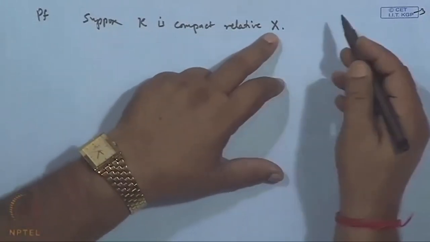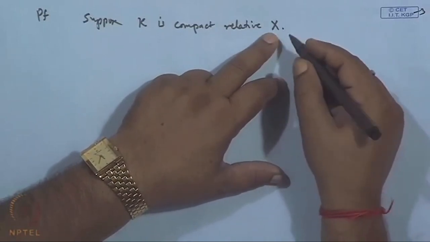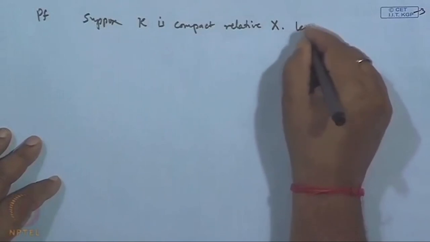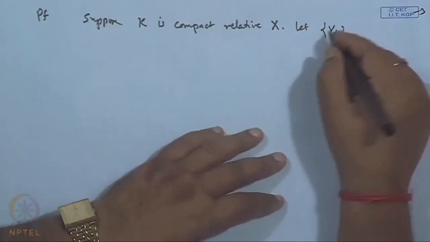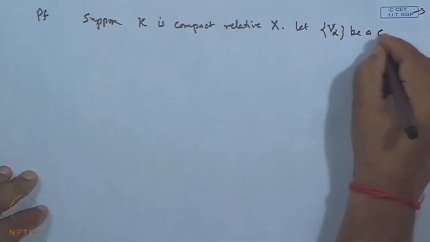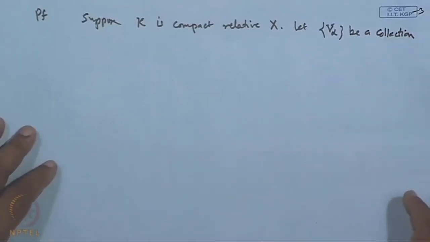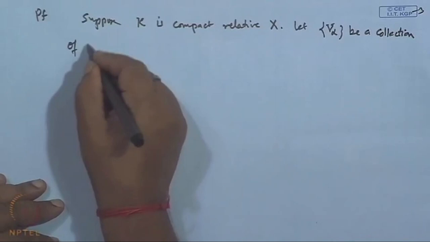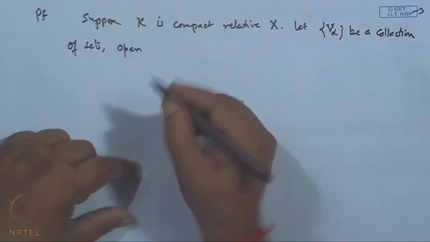So let us consider an open cover of K relative to Y. Let V alpha be a collection of sets open relative to Y.